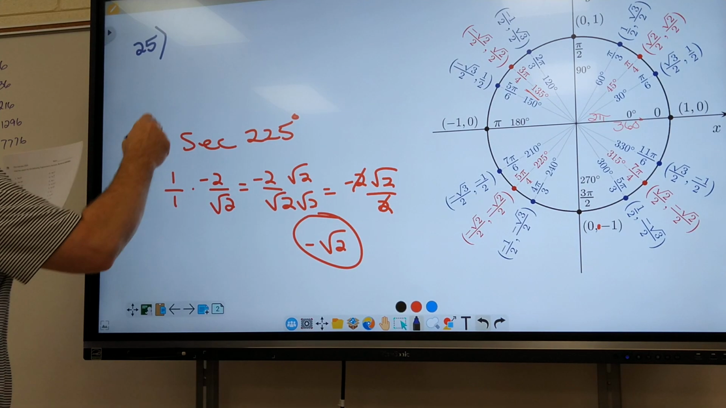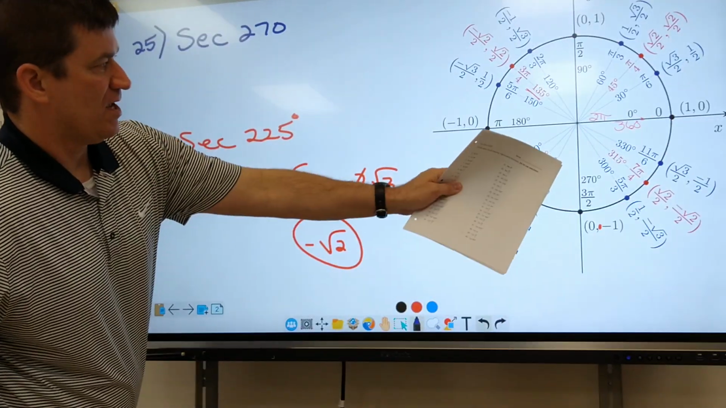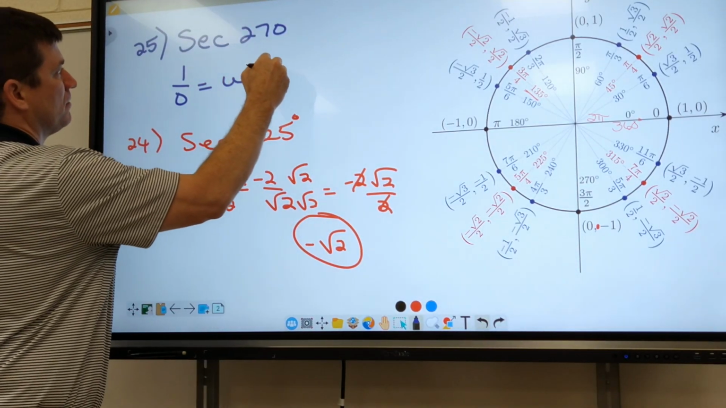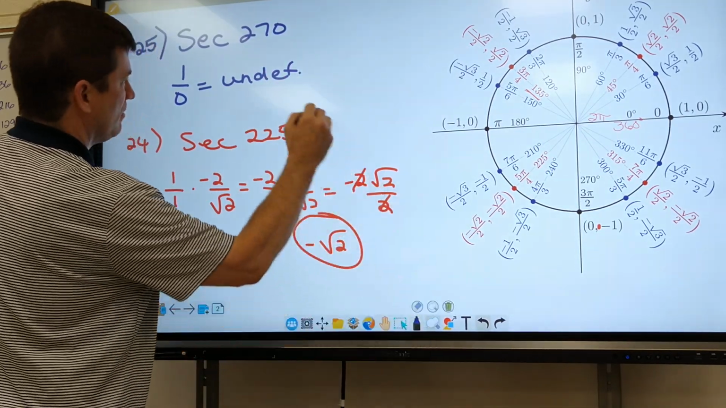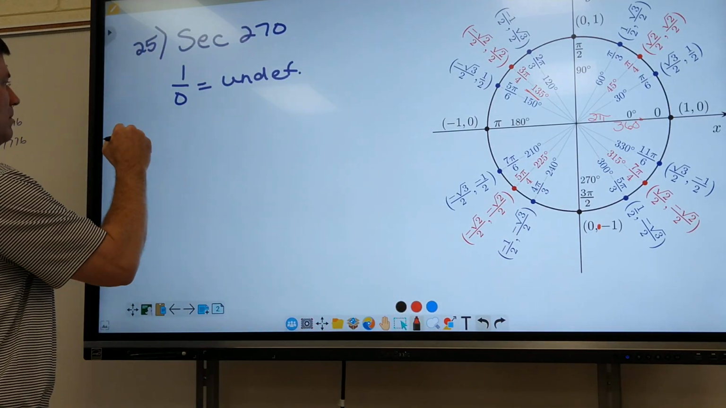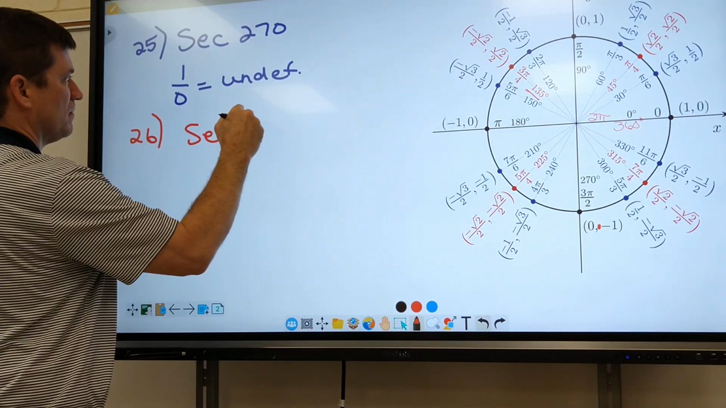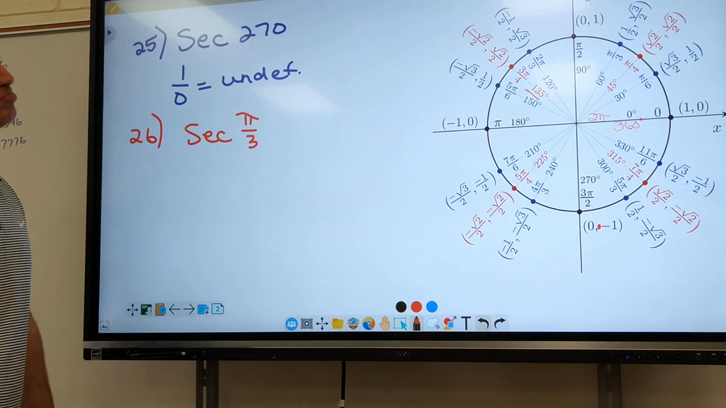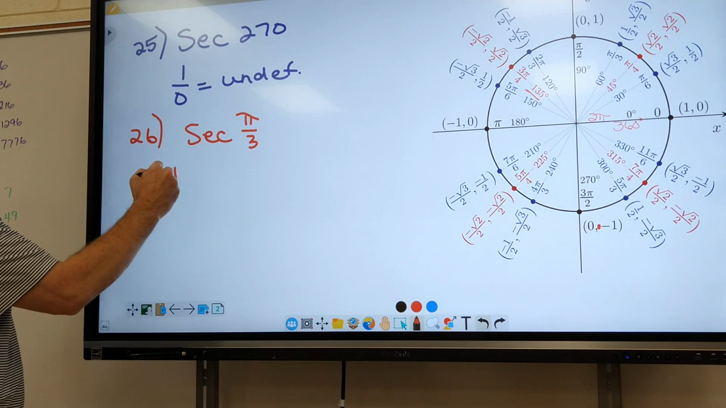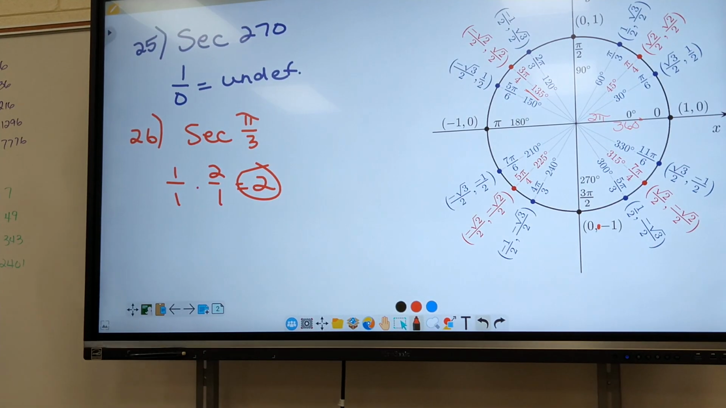All right, 25, secant of 270. 270's here. I got 1 over 0, undefined. Yep, negative root 2. 26, I got secant pi over 3. Pi over 3. Secant. I got 1 over 1, keep change flip. Check my answer on 26, guys. I got just 2.